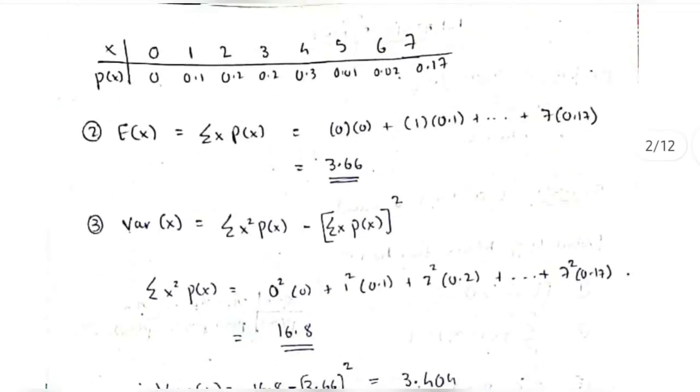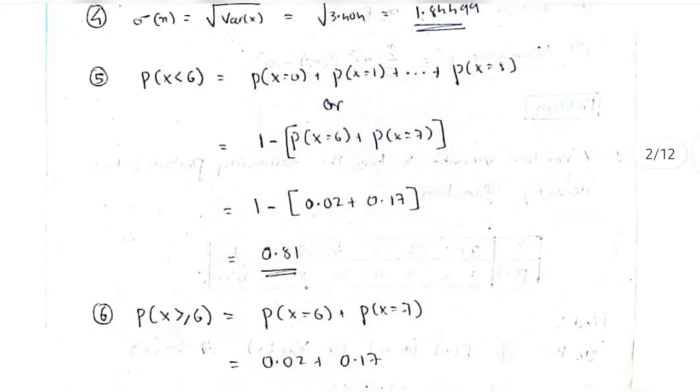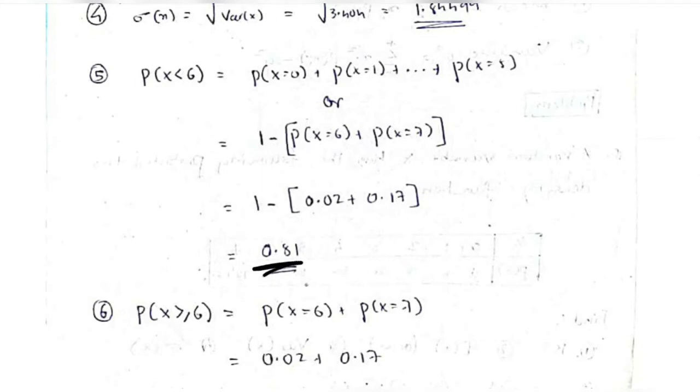Okay, these probabilities you have to add: 0 plus 0.1 plus 0.2 till 0.5. After adding all of that, you'll get the answer here. Or you can do it the other way also.